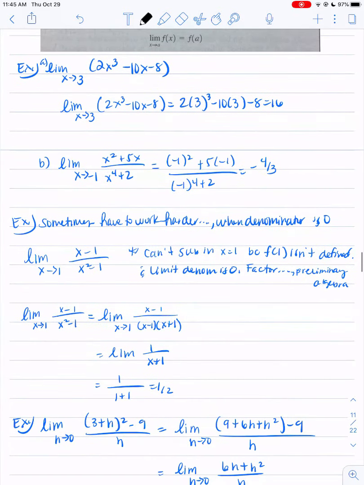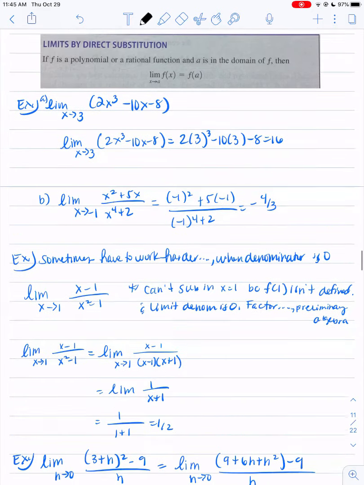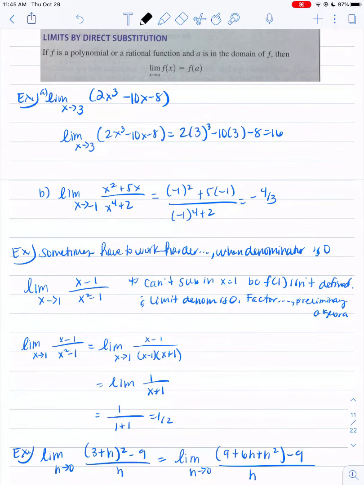And then in this next example, my f of x is a rational function. So I could go ahead and plug in a. So my a is negative 1. So I could just do negative 1 squared plus 5 times negative 1 over negative 1, which is negative 4 over 3. So in these cases, I'm seeing the behavior as x approaches some a, and you could just do this by direct substitution.